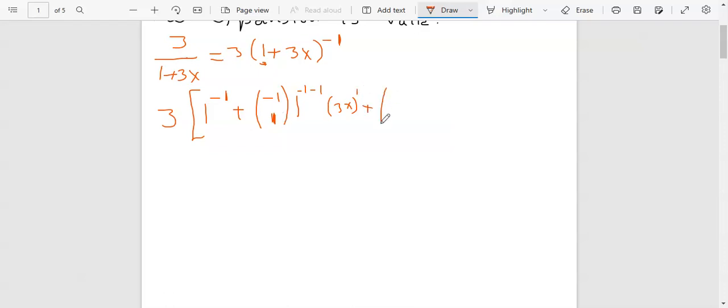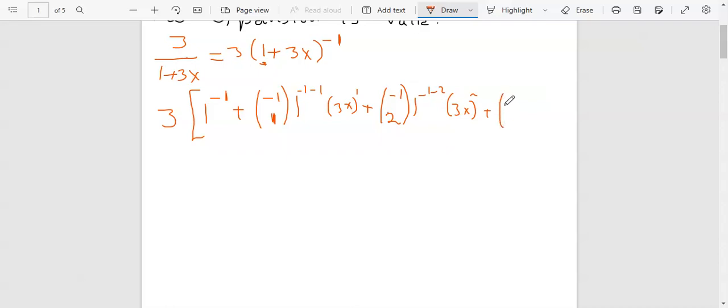And then plus you write it again. The power is negative 1. Now you're going to write a 2. You again write the first term according to the bracket, that is a 1. You subtract these two, negative 1 and 2, that would be negative 1 minus 2. And then again write the second term which is a 3x, because whatever is here becomes a power 2.